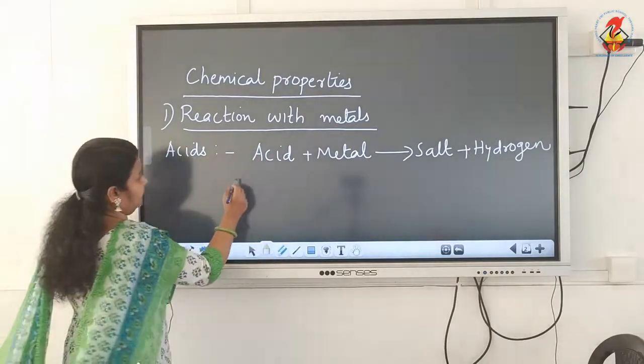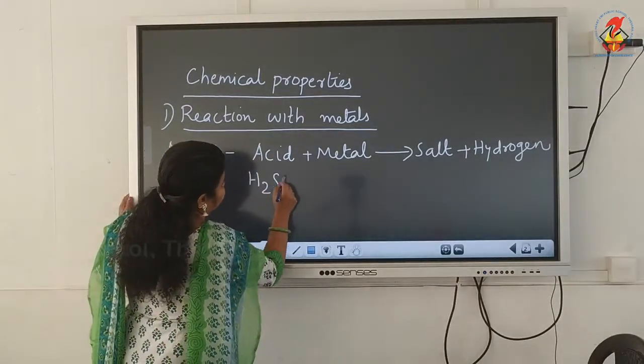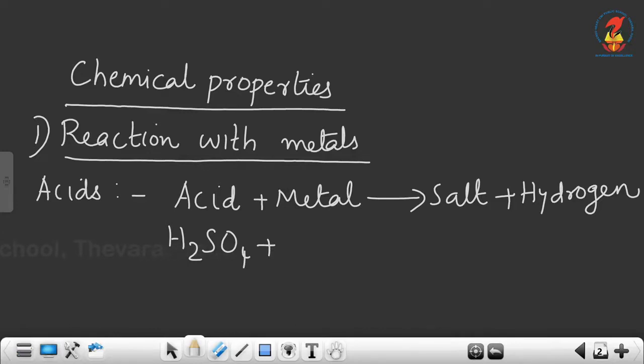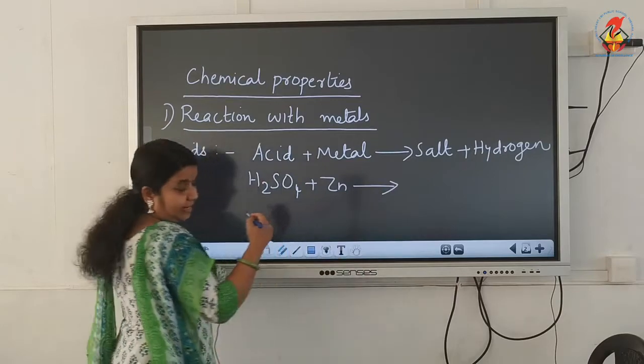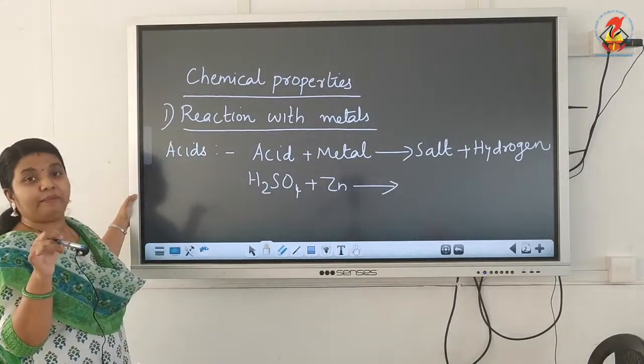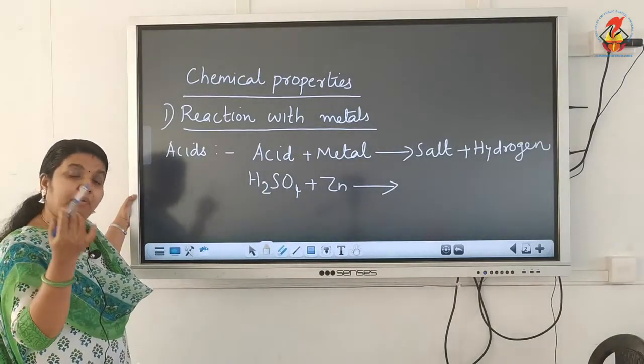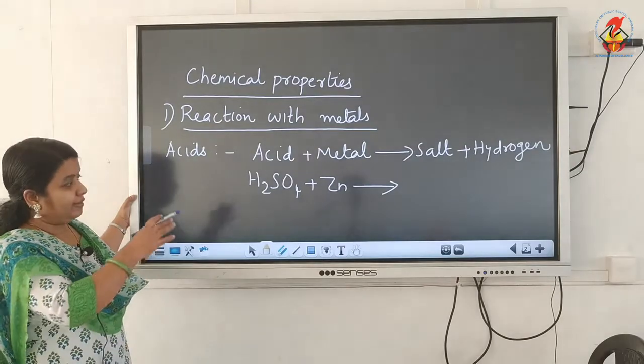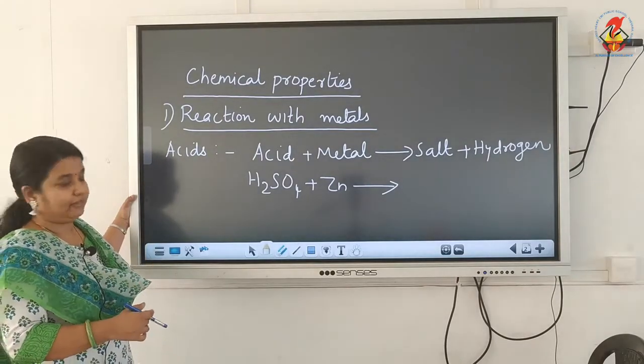For example, we will see sulfuric acid. In place of acid we will write the strongest acid, that is sulfuric acid, and the metal zinc. Zinc is an active metal. Where is the position of zinc in the reactivity series? Zinc lies above hydrogen in the series. So it is an active metal. It is more reactive than hydrogen.